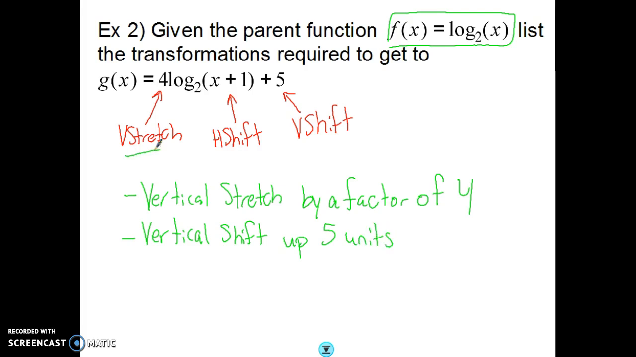And the last piece we have there is that horizontal shift. So I've got a horizontal shift. Remember, these, again, do the opposite of what you would expect. So x plus 1 there is actually telling me that this shifts to the left by 1 unit. So those are some quick examples on how you can either identify what transformations happened or apply some transformations to get a new function.